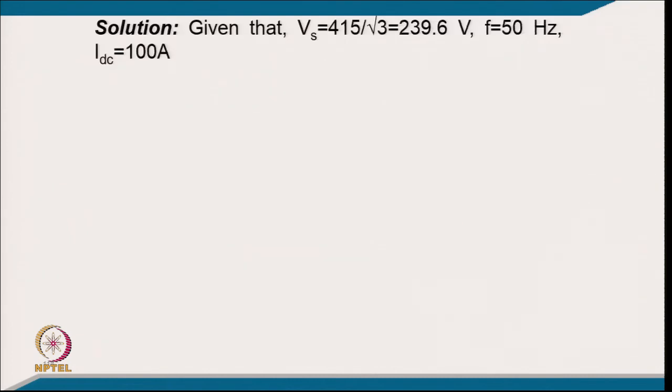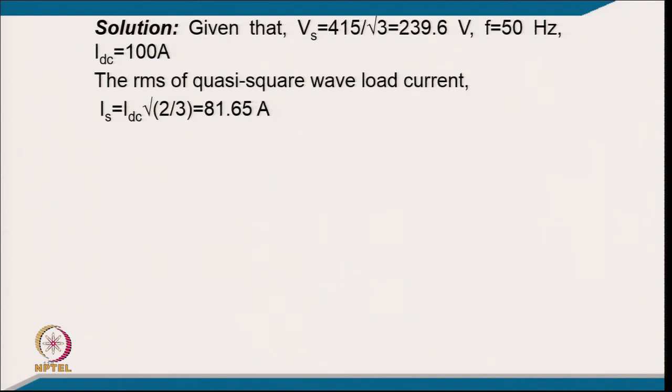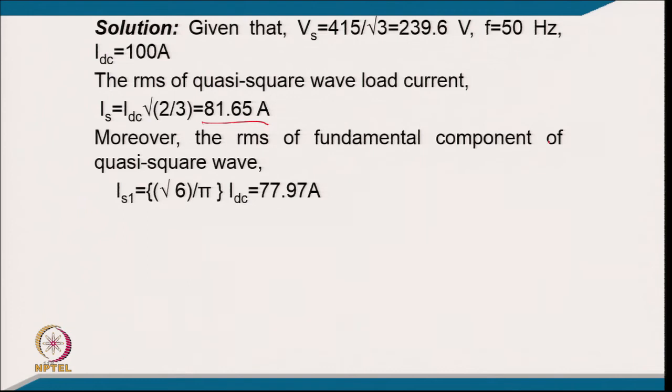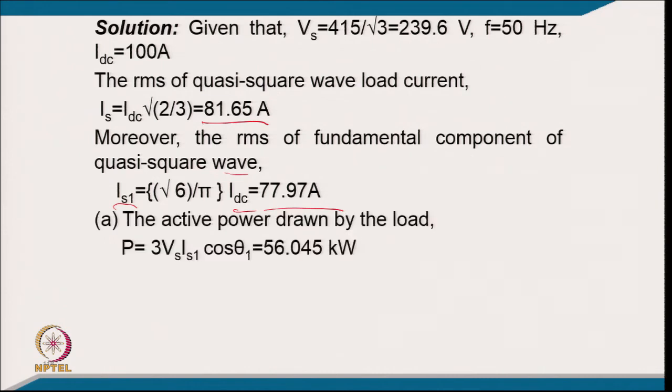So, coming to the numerical part of it, given the voltage is 415 by root 3, that is 239.6 volt, frequency 50 hertz, and DC side current of 100 ampere. Now the quasi-square wave RMS current on the grid side will be IDC under root 2 by 3, so it is 81.65 ampere. Moreover, the RMS fundamental current of the quasi-square wave will be IS1 equal to root 6 by pi into IDC, which becomes 77.97.